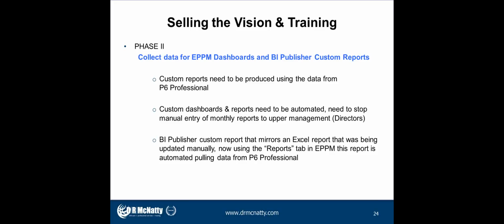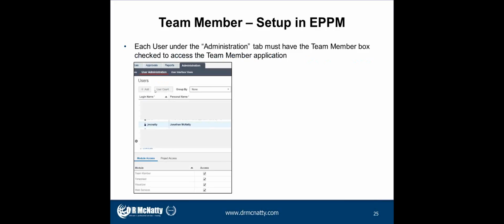And BI Publisher, we used BI Publisher to create a custom report that mirrored an Excel report that was being updated manually. And we're now using the Reports tab in EPPM. This report is automated, pulling data from P6 Professional. They still wanted to use this Excel sheet. It was very familiar to certain people that liked the way it looked, but we wanted to automate that instead of having it being done manually. And towards the end of the presentation, we'll show you how we did that.